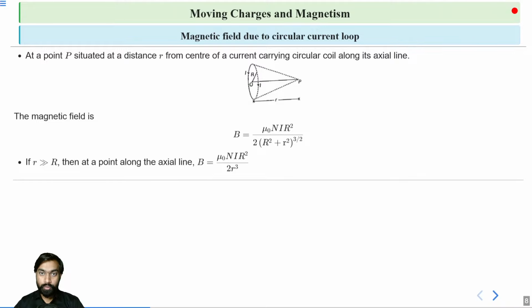Now let's see the behavior of the magnetic field for large distances. When the point P is very far from the coil compared to the coil's radius, that is when r is much greater than R, the coil behaves approximately like a magnetic dipole. In this case, the magnetic field simplifies to B equal to mu naught N I R square divided by 2 r cube. This shows the magnetic field decreases rapidly with the cube of the distance r from the coil. If you have any doubt, please ask in the chat box.